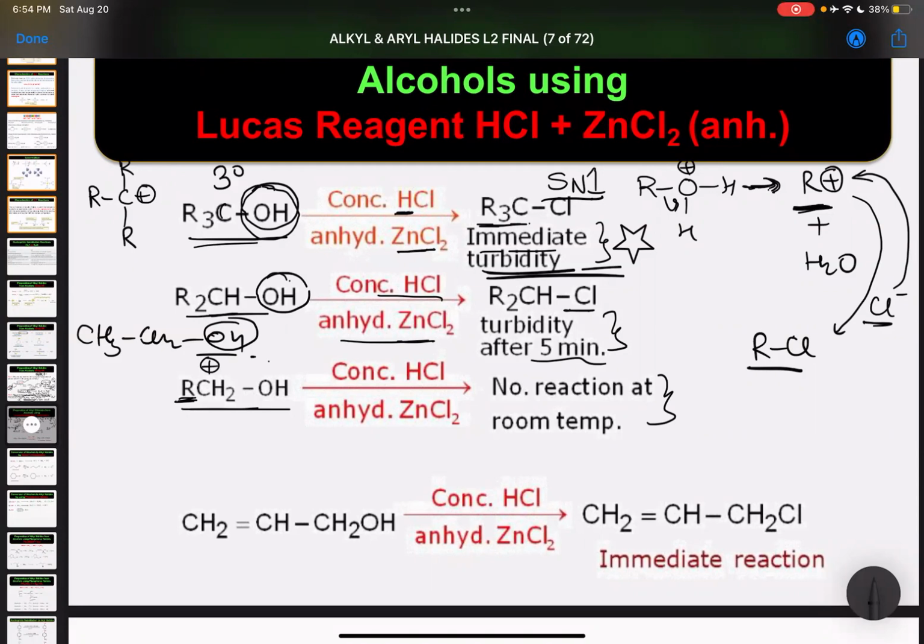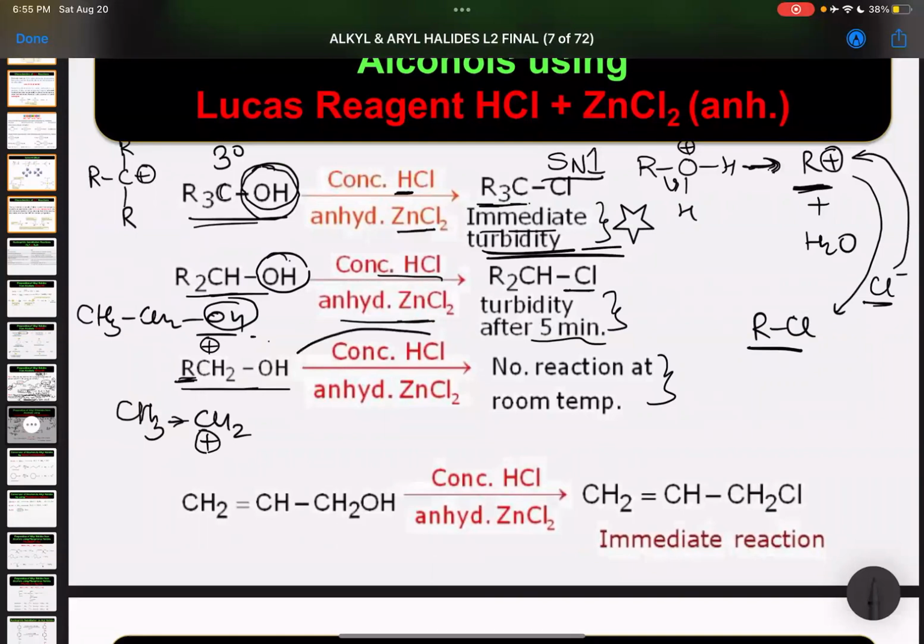It is not the fault of the OH. It is the carbocation. The carbocation plus charge which is forming has just one alkyl group on one side, so it can't get sufficient electron density to become stable, because plus needs electrons. So for primary alcohol, there is no reaction at room temperature, or sometimes they give turbidity after half an hour. Okay, clear? So actually this is the Lucas reagent.